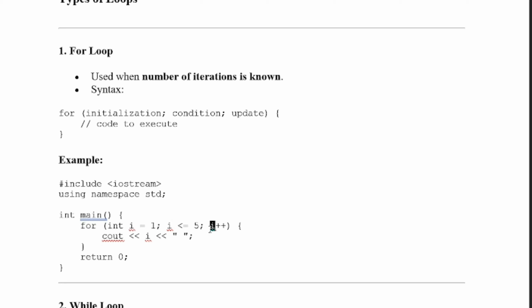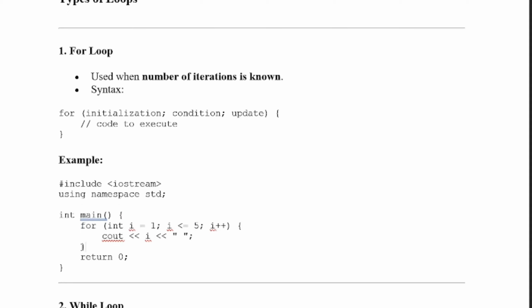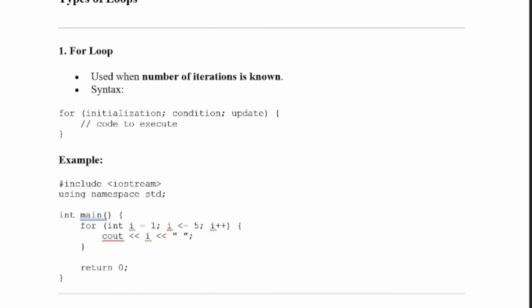Then the compiler comes here and increases 5 by 1, so it becomes 6. Check 6 is less than or equal to 5. No, so the condition becomes false. The compiler comes directly outside the for loop and returns 0. So it prints 1 to 5.